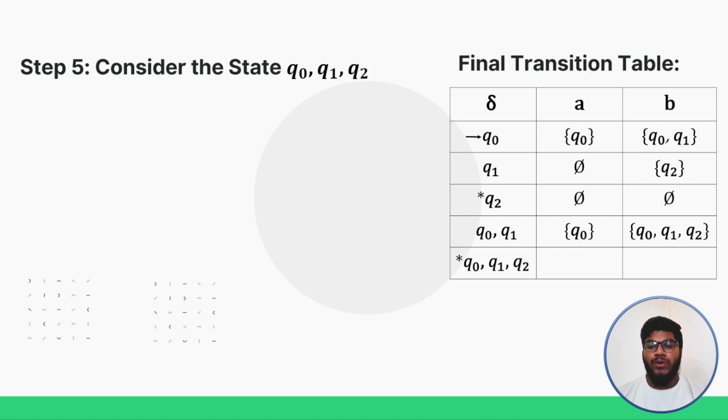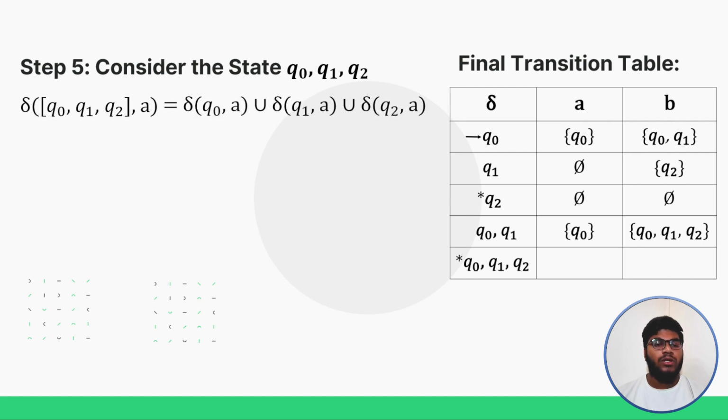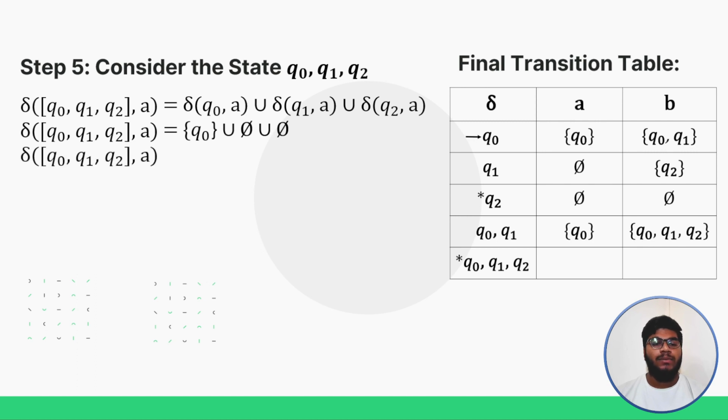Q0,Q1,Q2 on accepting A: we don't have any direct function, so we split this function as Q0 on A union Q1 on A union Q2 on A. We have these from the transition table, so Q0,Q1,Q2 on accepting A will be Q0 union null. On combining these values, we get Q0 itself. Q0 is already present in the transition table, so we don't need to consider this as a new state.